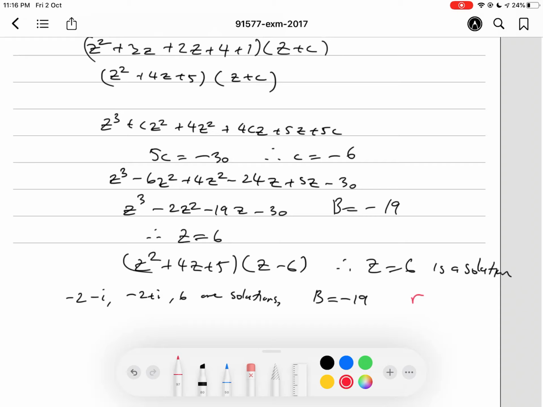If you can find b equals negative 19 and the other two solutions correctly, that will get you a merit. To get an achieved, you need either b equals negative 19 or z equals 6. So basically, if you can get b equals negative 19, or you can find the third solution, you'll get an achieved. So either of them will get you an achieved.